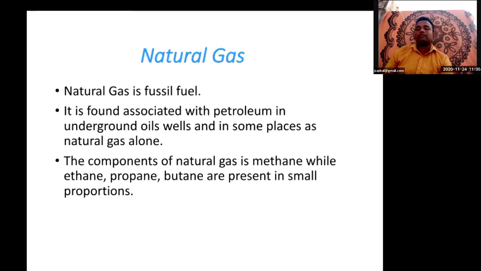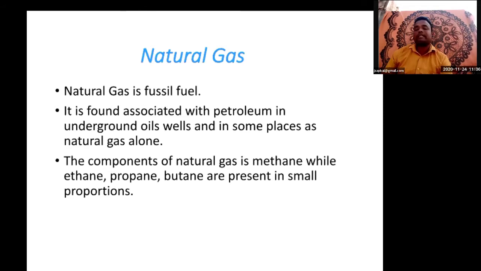Now it is associated with petroleum in underground oil wells, and in some places as natural gas alone. The components of natural gas are methane, that is CH4, one atom of C and 4 atoms of hydrogen, where C is for carbon and H for hydrogen. Then ethane C2H6, then propane C3H8 and butane C4H10. These are the components of natural gas.